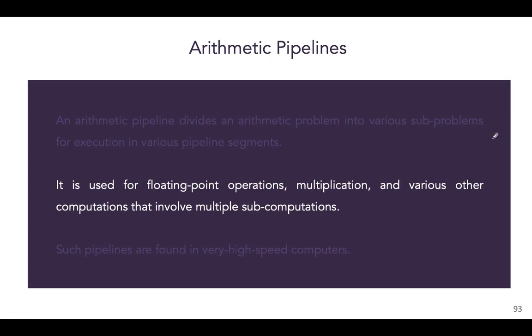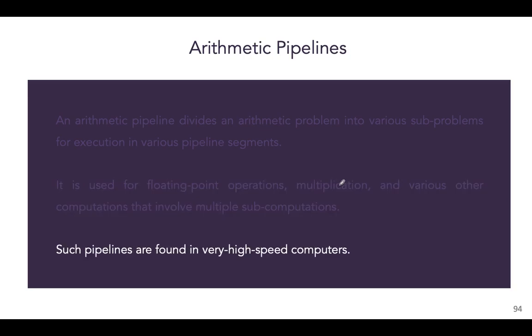These kinds of pipelines are used for operations like floating point operations, multiplication, and various other computations that involve multiple computations. So now if you remember how multiplication is performed within a computer system or how floating point operations are performed, you'll recall that these kinds of operations require performance of several sub-operations. It's not like addition where you simply add two binary numbers. You have to perform smaller sub problems in order to solve the larger problem. So that is where arithmetic pipelines come in very handy. Such pipelines are found in very high-speed computers.